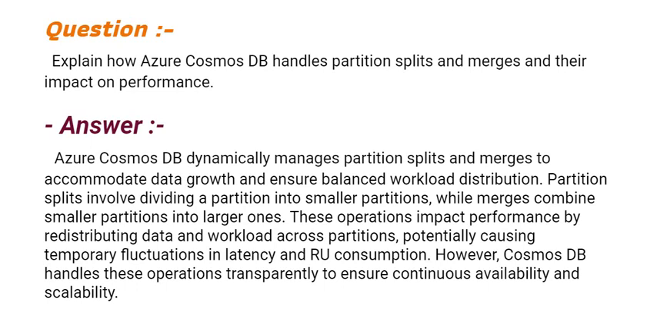Partition splits involve dividing a partition into smaller partitions, while merges combine smaller partitions into larger ones. These operations impact performance by redistributing data and workload across partitions, potentially causing temporary fluctuations in latency and RU consumption. However, Cosmos DB handles these operations transparently to ensure continuous availability and scalability.